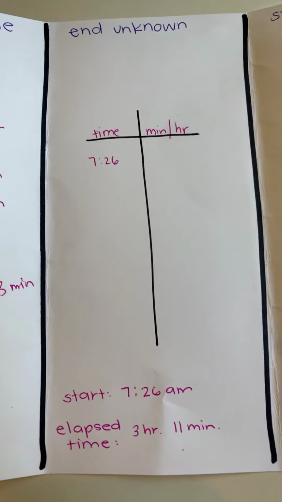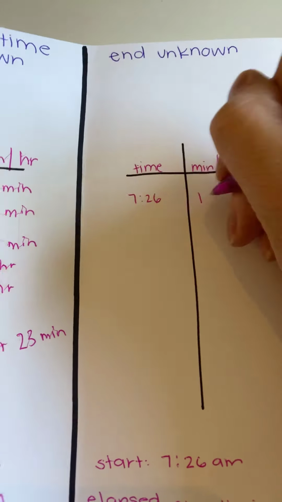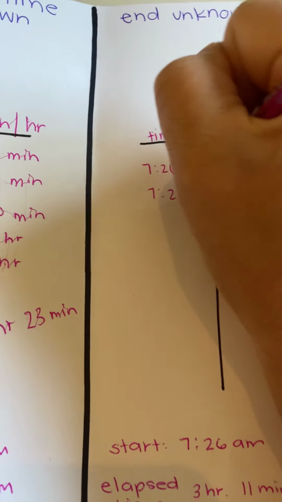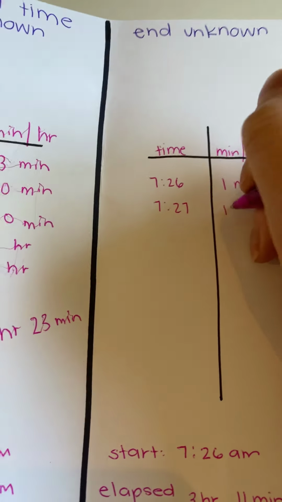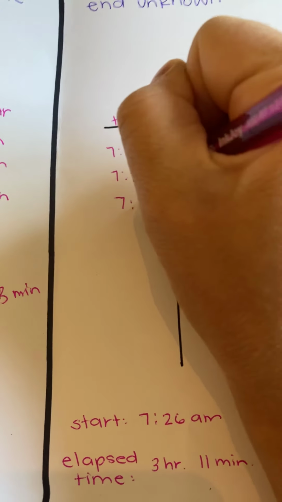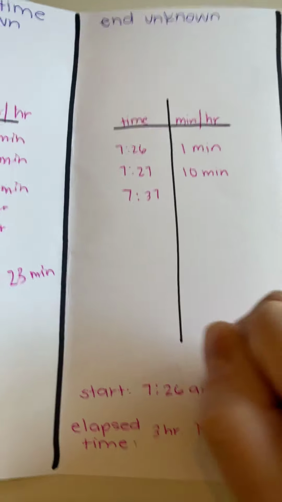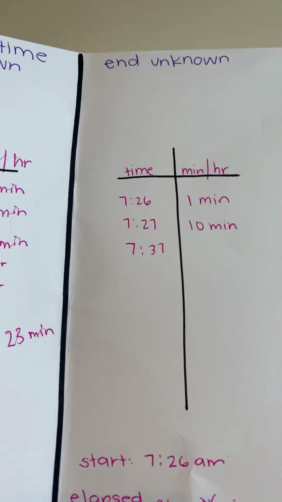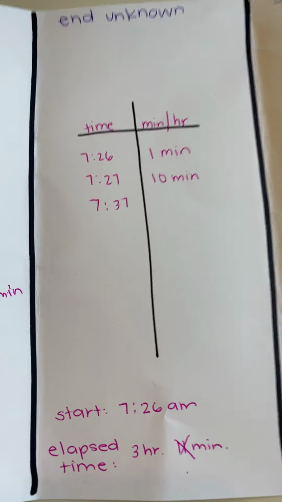I'm going to break up 11 minutes into 1 and 10. So I'm going to add 1 minute, which would be 7:27. Then I'm going to add the 10 minutes, which would be 7:37. And I'm now done with my minutes. So I'm going to cross them out. Like I said, I like to feel accomplished there, like a checklist. Done. And now I can do my hours.